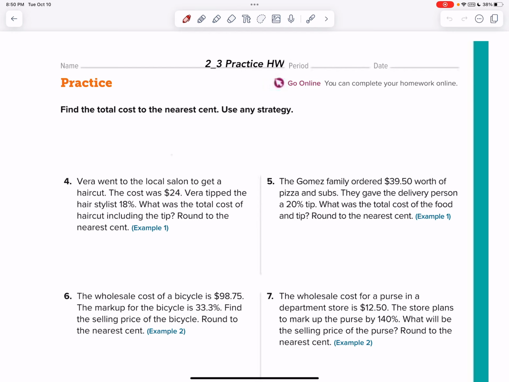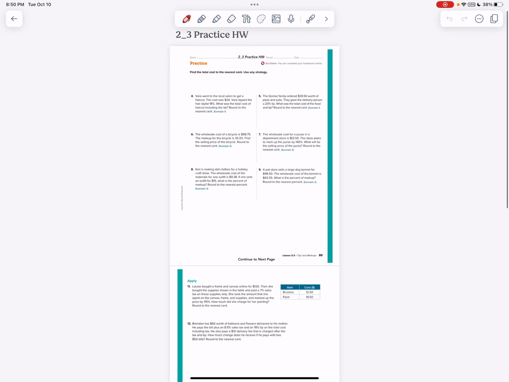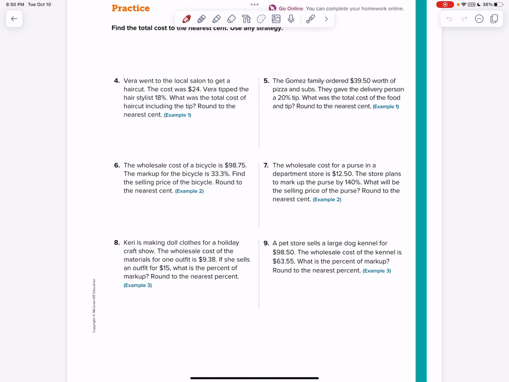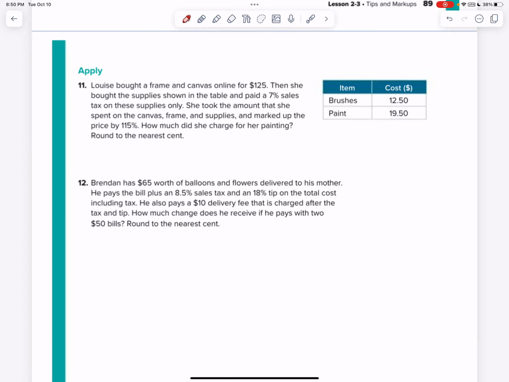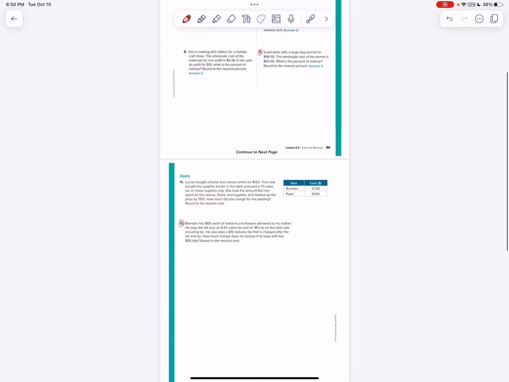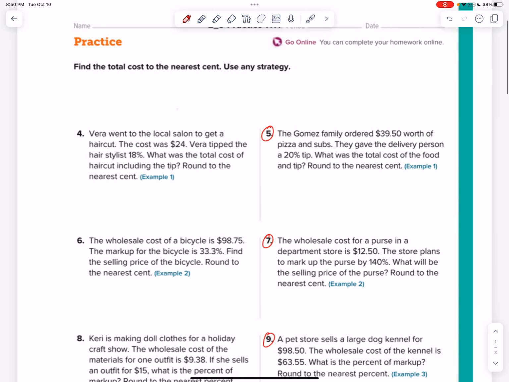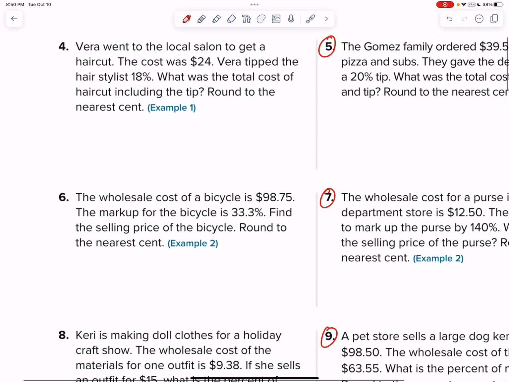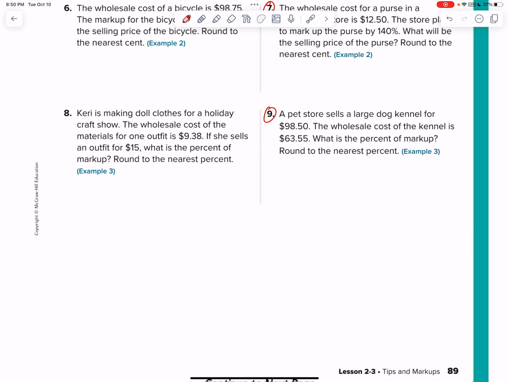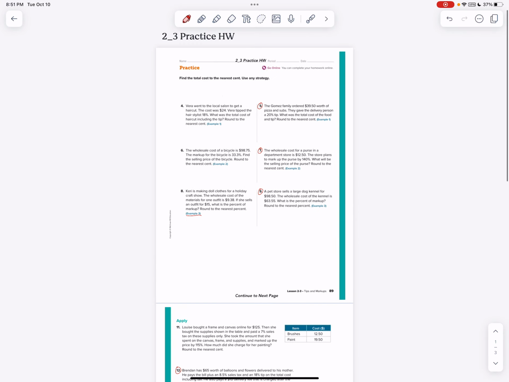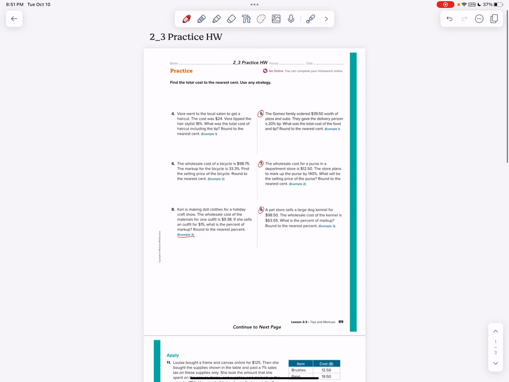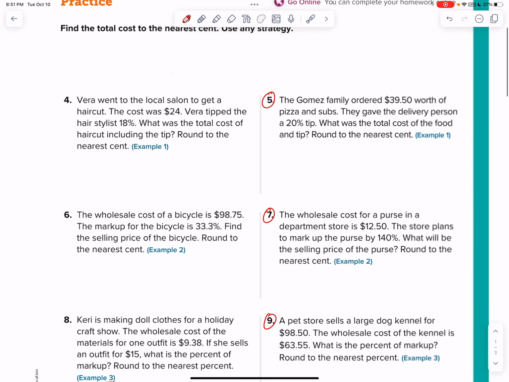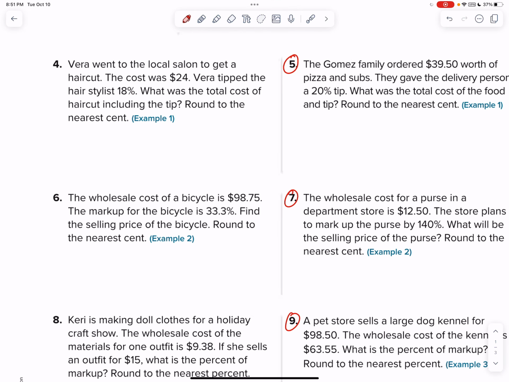So 2-3 practice homework. Let's go ahead and walk through these ones. You're going to do 5, 7, 9, and 12 on your own. Okay. And I'll walk through these other ones with you. You can see I got rid of problem 1, 2, and 3 to speed things up for you as well. Okay. All right. We know example 1 and 2 are super simple. The example 3 ones are the ones where we're finding the percent. Okay. And then we have our 2 applies. So let's go ahead and do these. And then you can finish the rest on your own.